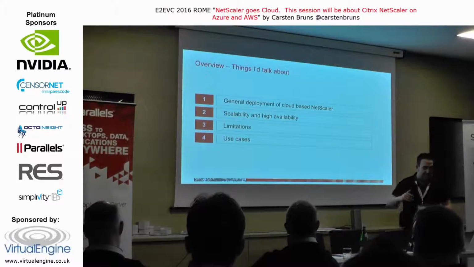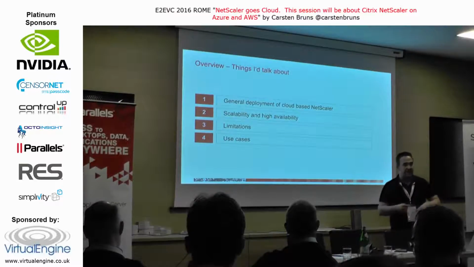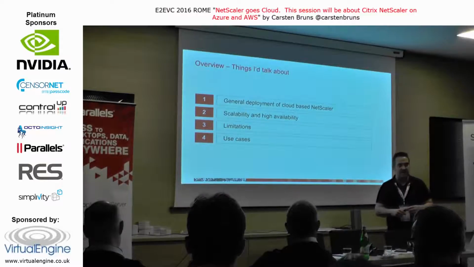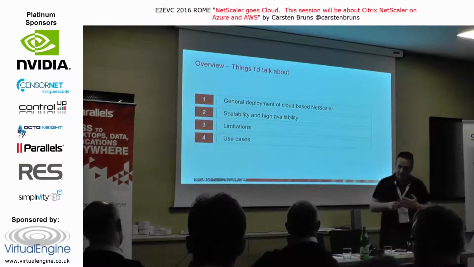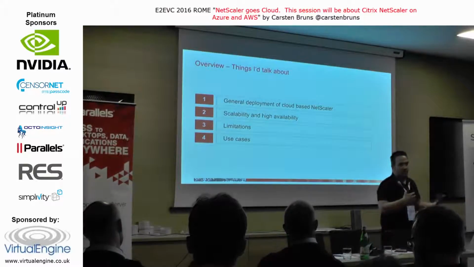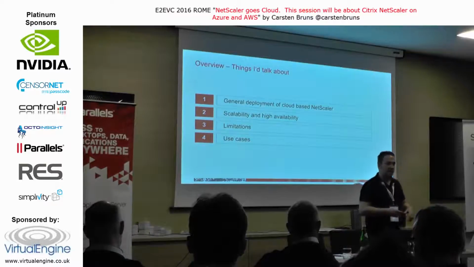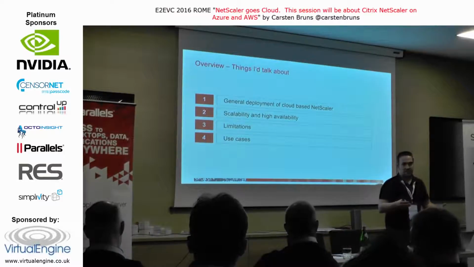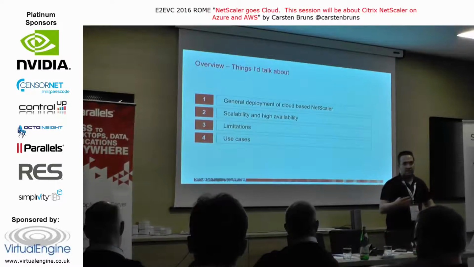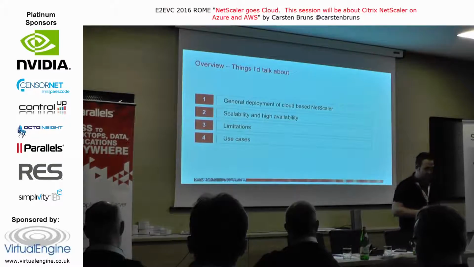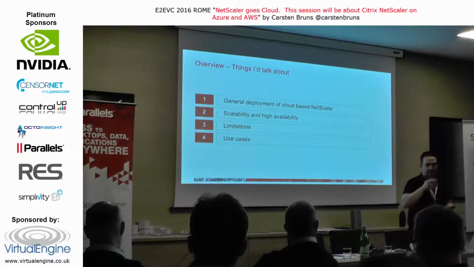There are some general deployment guidelines for cloud-based NetScaler systems. So what should I do on Azure or AWS to deploy a NetScaler? It's not as easy as deploying a VPX on my VMware or Hyper-V. I'd like to talk a little bit about scalability and high availability on cloud-based NetScaler systems.